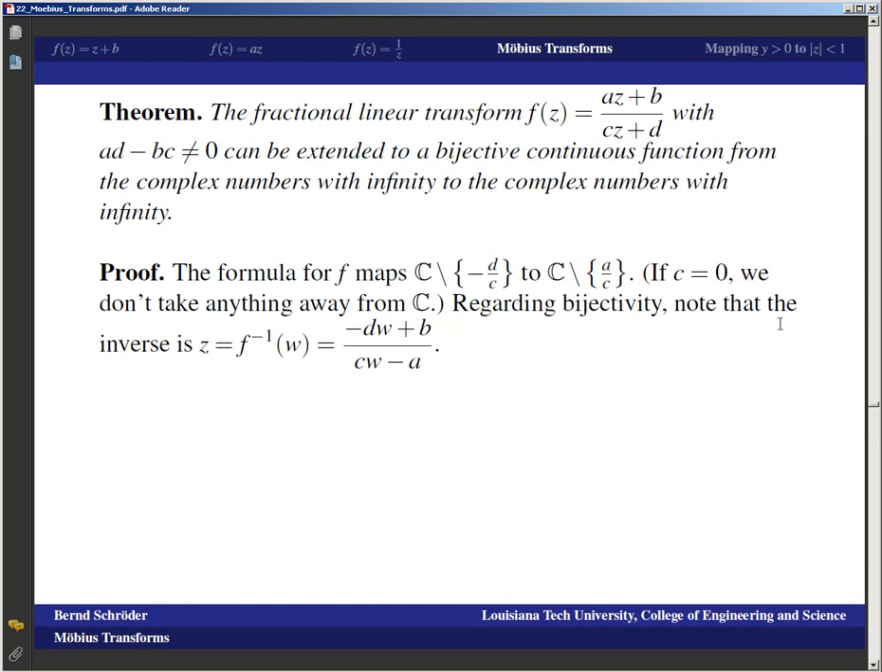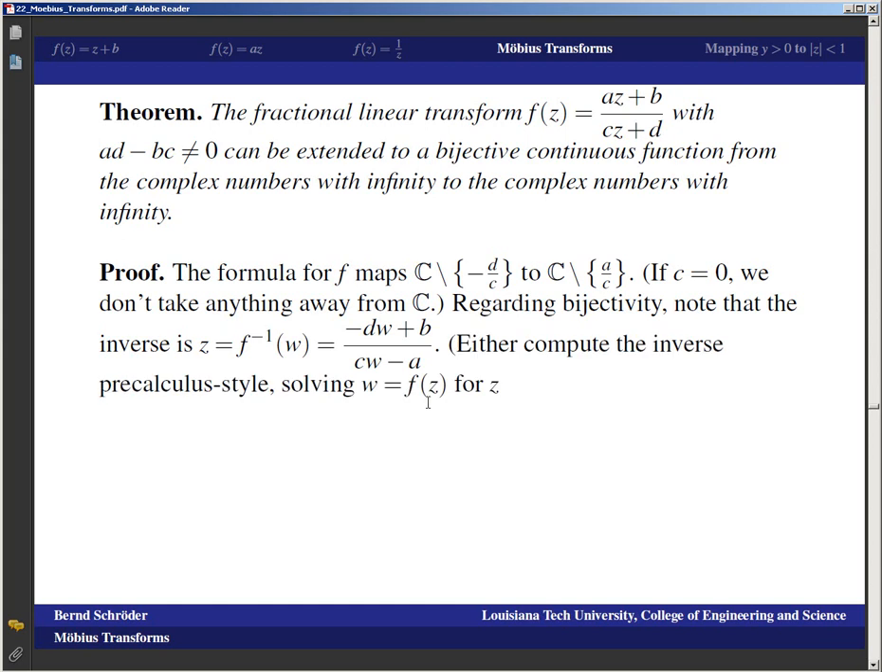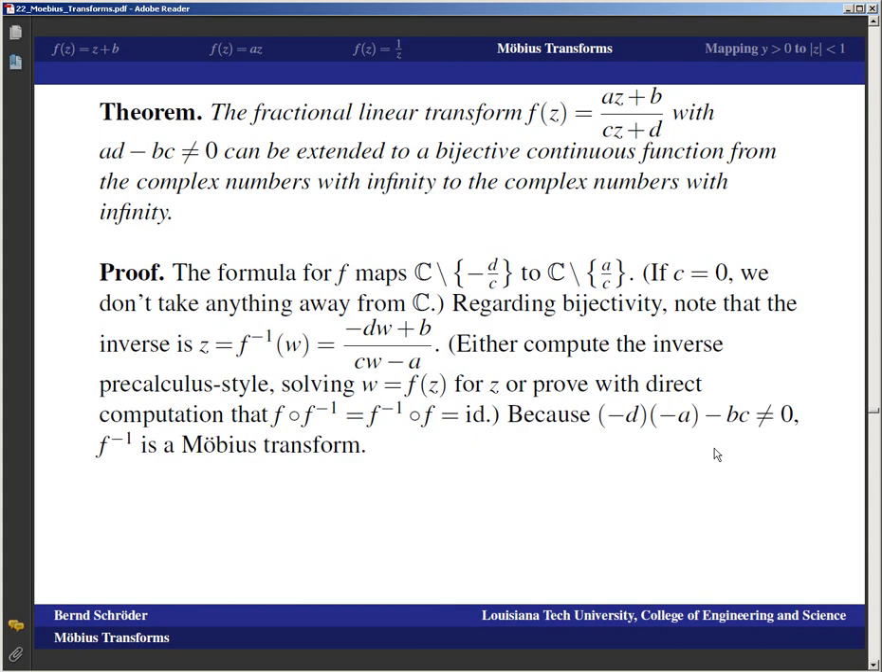So regarding bijectivity, we can now note that the inverse is f inverse of w being negative dw plus b over cw minus a, and I deliberately left that out. What you can do to show that this is right is you either compute the inverse pre-calculus style, you set w equal to this right side and solve for w, or you could also prove it with a direct computation by just plugging f inverse into f and f into f inverse and show that either way you just end up with the identity function, so that either one of those compositions simplifies down to z.